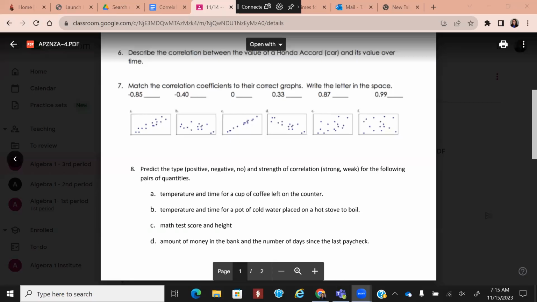Really quick, on number 7, I know we went over this yesterday. Tell me what the answers were again. Look at your paper on number 7. What were the answers?